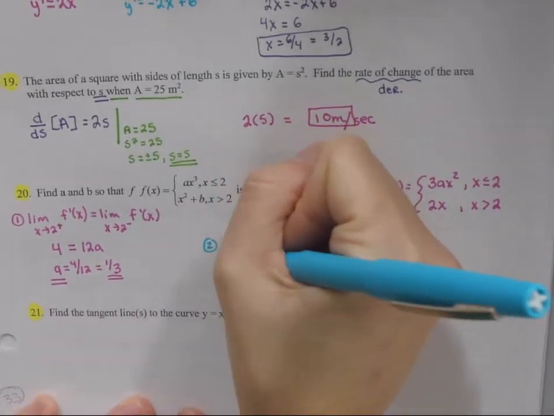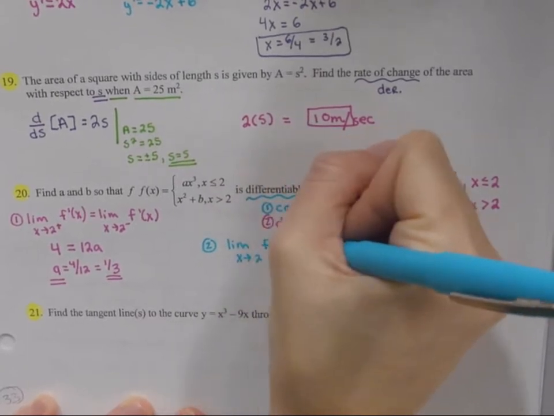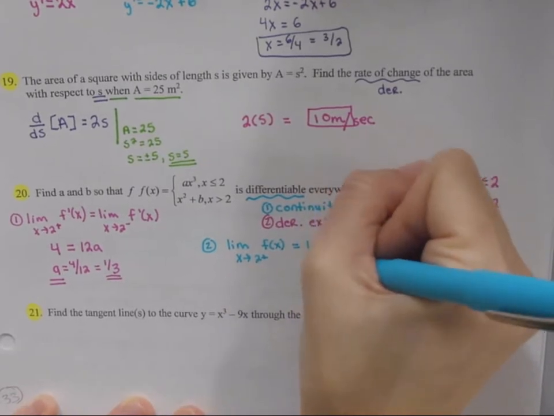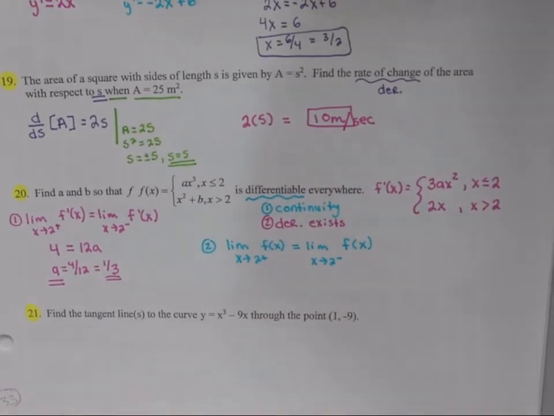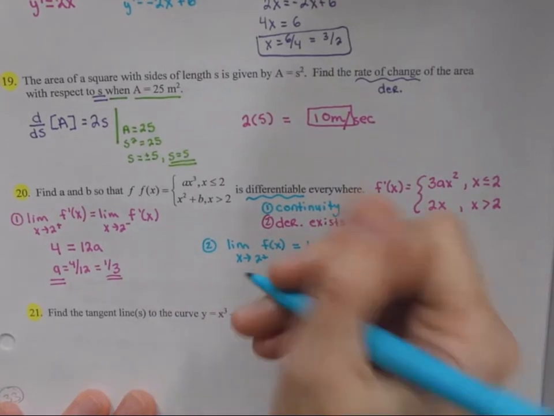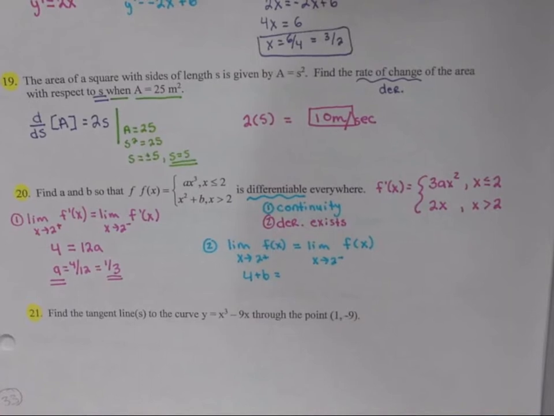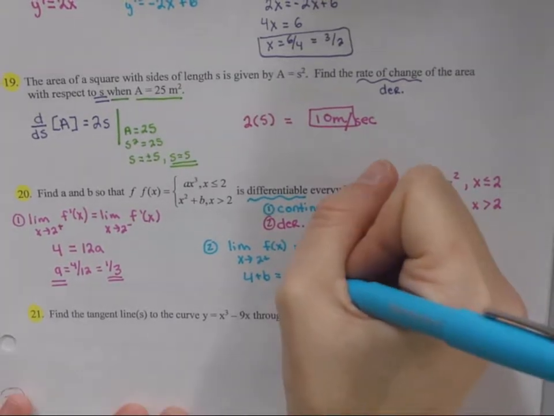So I'm going to say that the limit as x approaches 2 of f of x from the right must equal the limit as x approaches 2 from the left of f of x. So now we're going back to the original function. If we plug in 2 to the right, that's going to be the bottom function. We get 2 squared plus b, which is 4 plus b. If we plug in 2 from the left, that's plugging in 2 to the top function, which is going to be 2 to the third, which is 8 times a, so 8a.